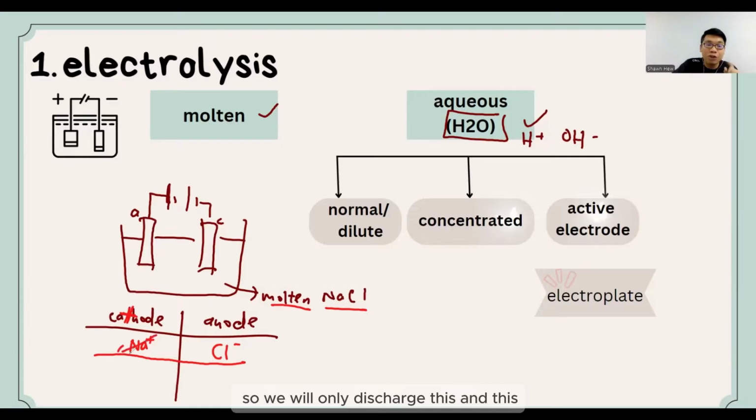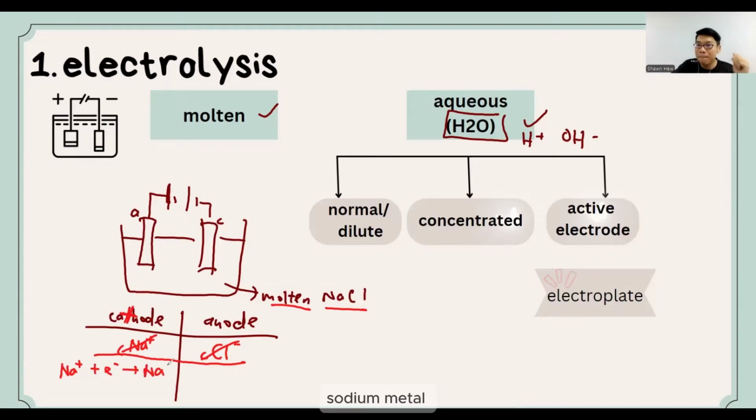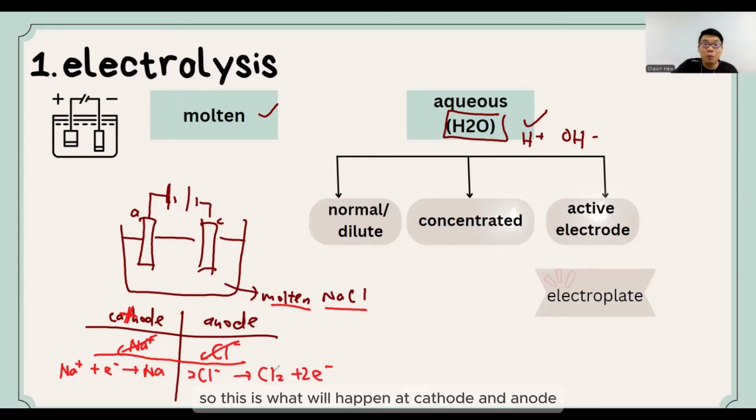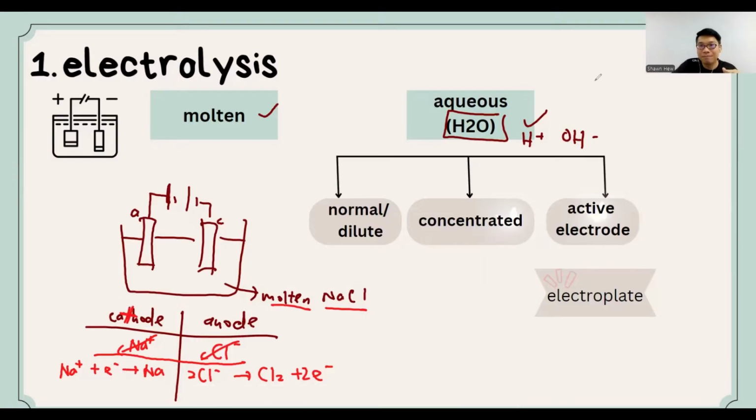So we will only discharge this and this. The sodium ion gets discharged when it receives one electron, and it will form sodium metal again. All metals except copper are gray metals. So if they ask what observation you see at the cathode, you just say gray solid deposited. How about the anode? The chloride ion will form chlorine gas and release electrons, and then we balance them. The thing that you can see at the anode is green gas released. So this is what will happen at the cathode and anode.